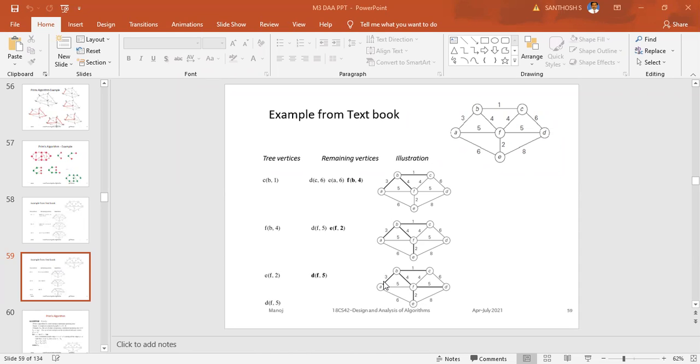So now you started with A to B, next B to C, next B to F, and F to E, and F to D. So this is the path we are going to take for Prim's algorithm. Have you understood?